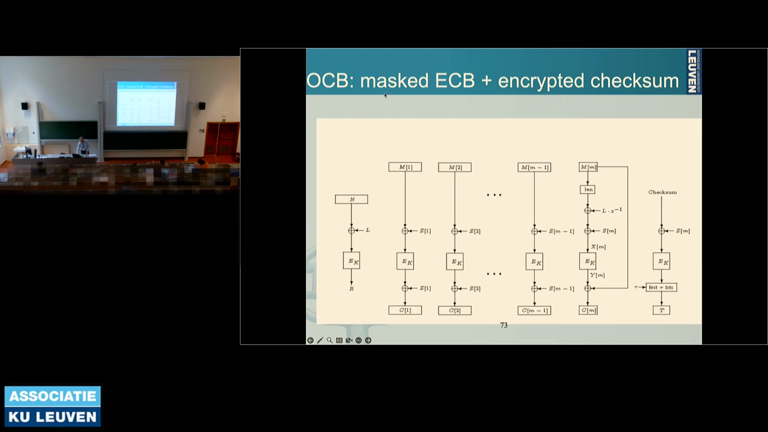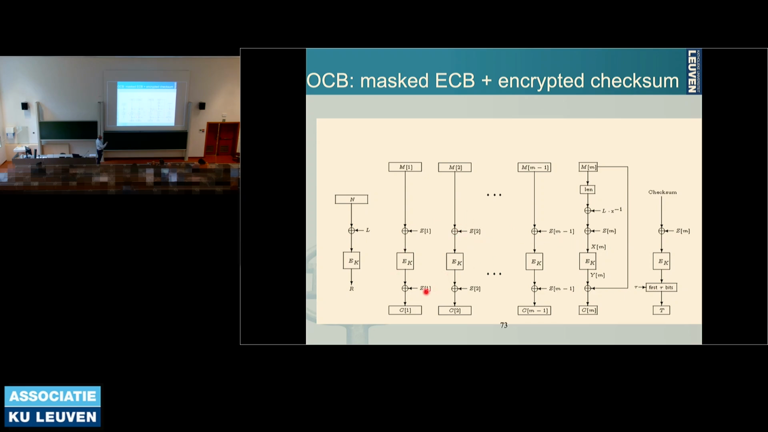Another one is OCB, which is actually a lot like ECB, plus an encrypted checksum. So what do we see here? We see here the ECB-like operations, the parallel blocks of the block cipher, parallel instantiations. But the input is not just the message blocks, but the message blocks XORed with some values.